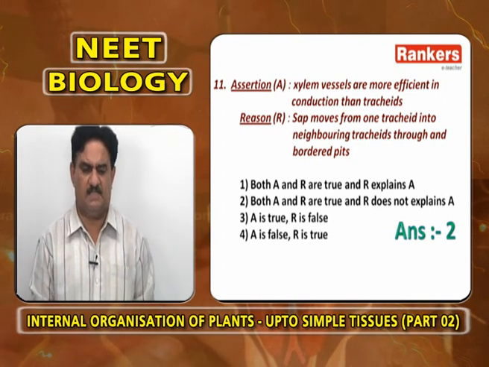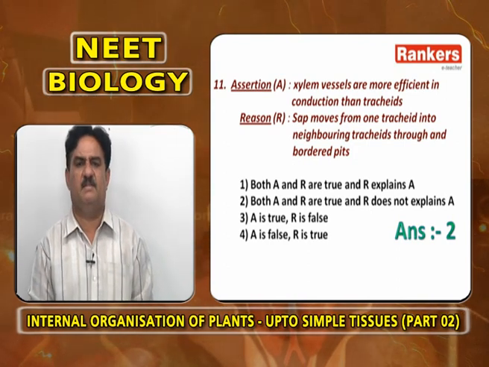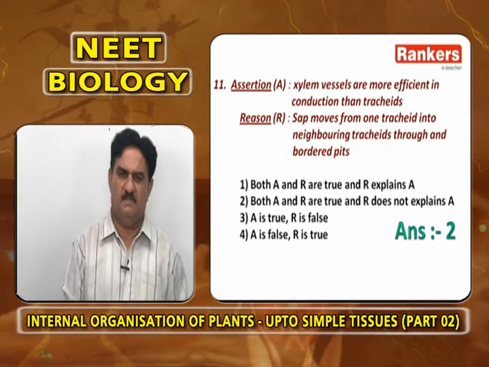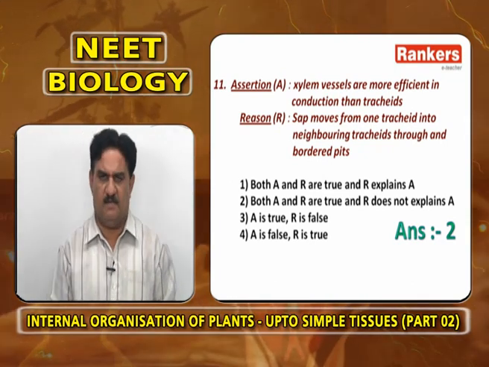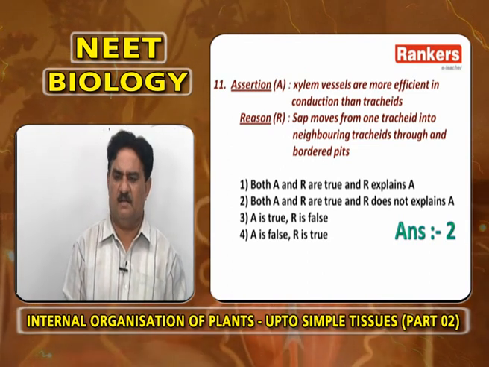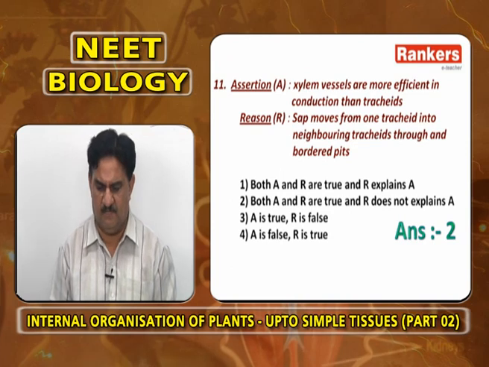Why? Because the assertion statement is given regarding xylem vessels, and the reason statement is given regarding xylem tracheids. Both are correct but not related to each other. So definitely both A and R are correct, but R is not the correct explanation of A.